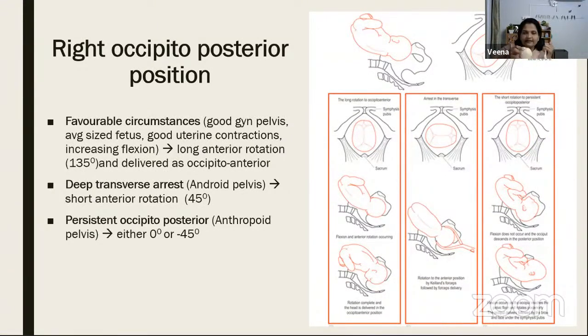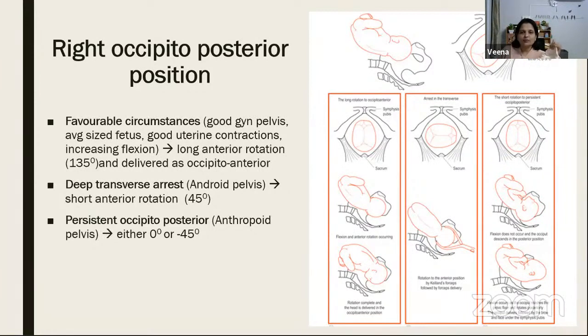Another entity is anthropoid pelvis, where the deflection persists. Further flexion does not occur at all. So if the deflection is like this, the head is like this, you can see that both occiput and sinciput are touching both halves of the levator simultaneously. So what happens? Neither of them can move forward. The movement of the right will cancel the left and the movement of the left will cancel the right. And the head will stay in ROP as persistent occipital posterior, that is 0 degree rotation.